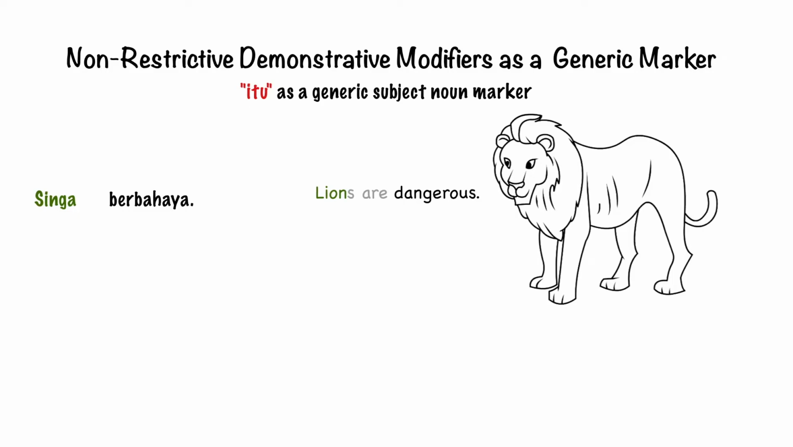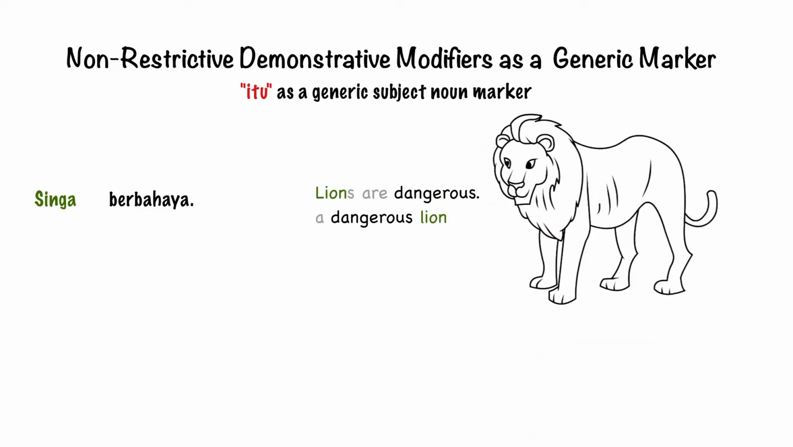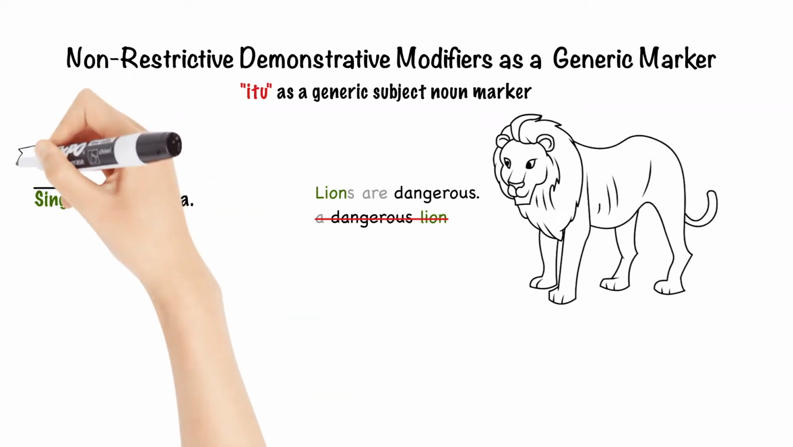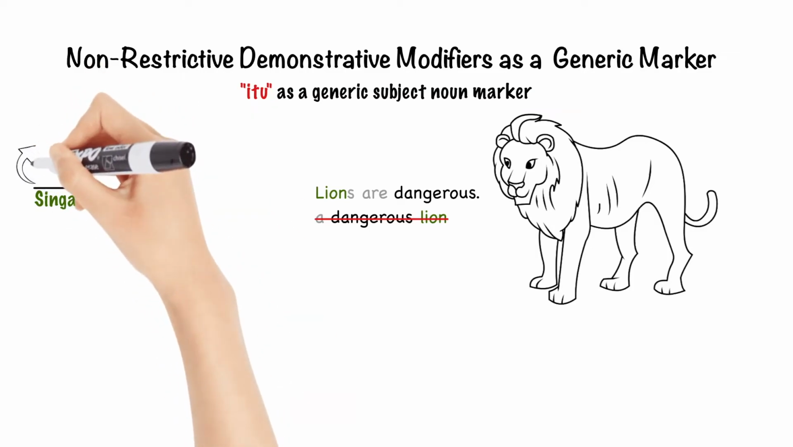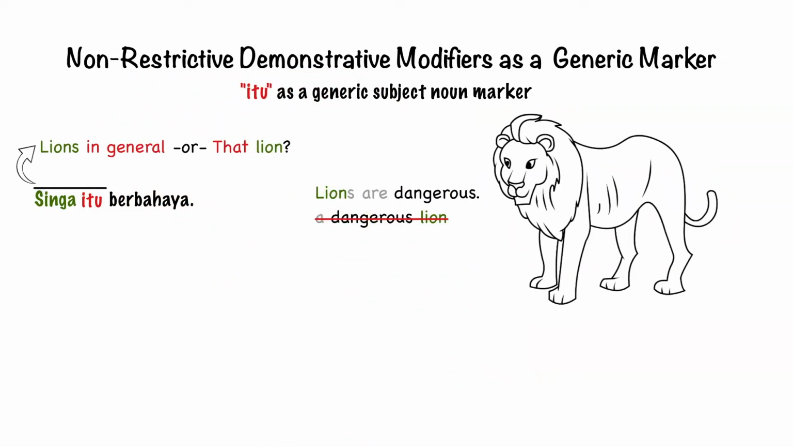But singa berbahaya can also mean a noun phrase, a dangerous lion. So, to mark that it is a sentence and not a noun phrase, we can put the demonstrative word itu, becoming singa itu berbahaya. Yes, of course, this is not a silver bullet since singa itu can also mean that lion or that specific lion. But this would reduce the ambiguity.